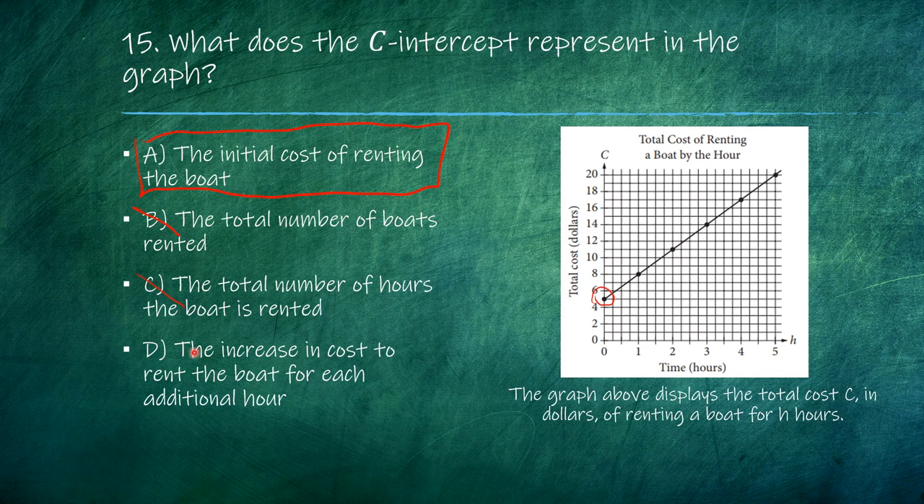D, the increase in cost to rent a boat for each additional hour. What this D is really asking us is the slope. It's asking us, for each hour increase, what is the increase in cost? So that's rise over run. So that's the slope. So once again, this is the wrong answer.